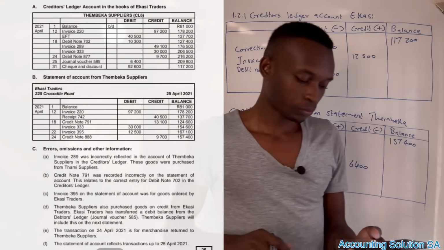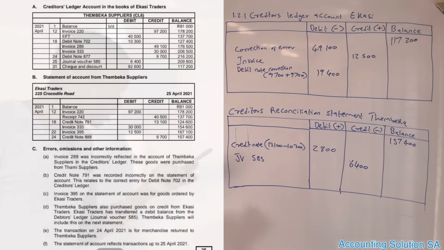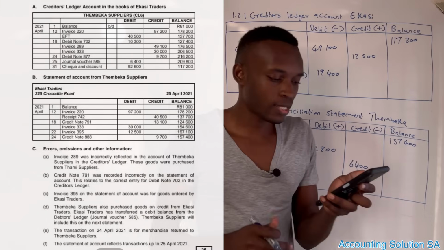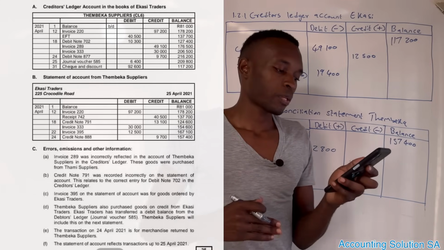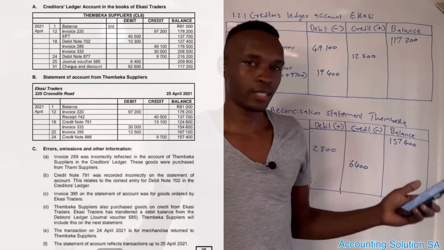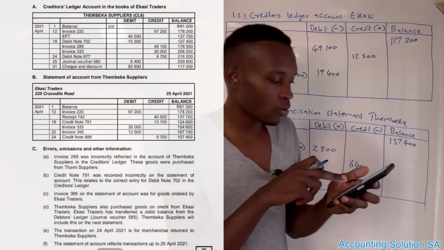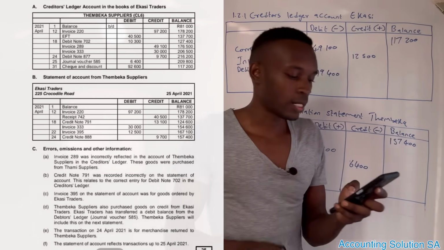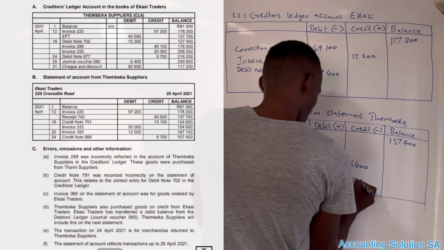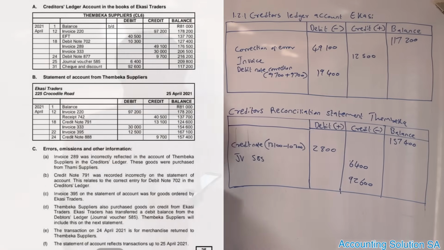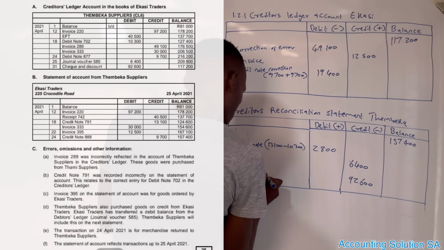Okay, now let's finish the last one. The statement of account reflects the transaction up to 25 April 2021. They said the statement, but if you check on our books, we have another transaction beyond the 25th. They did not record the one that we recorded on 31, which means that we just have to record it. If you check, on 31 we have a cheque and discount of 92,600. Because it is debited here, when it comes here, we just credit 92,600. Okay, it's cheque and discount.